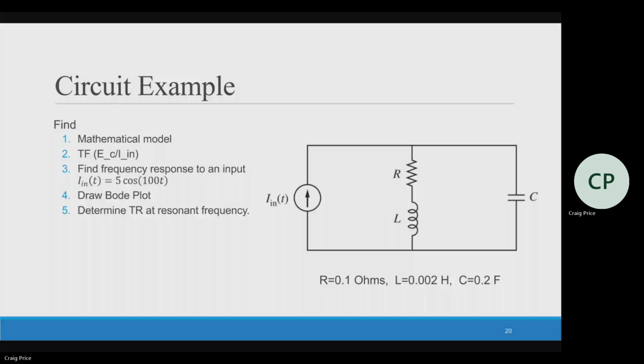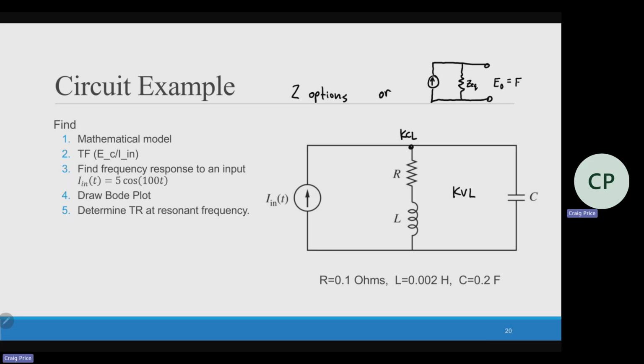There's two options. We do KVL, KCL, or find some kind of Z equivalent to find the output. Two options. I'm giving them quite some time.